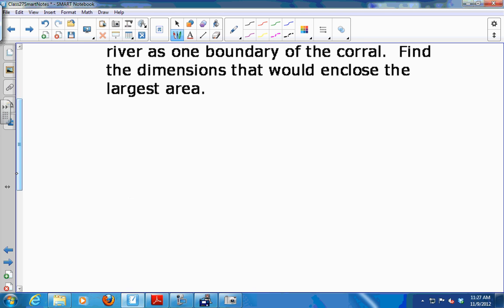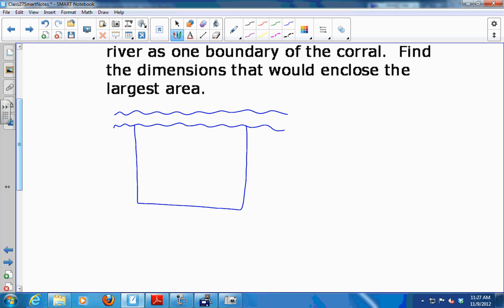So let's draw a little picture. We have a river. And then he's going to fence some area along the river. And he's not going to put fencing at the river because the cows can't cross anyway. So this is rectangular, which means that these two are going to have the same length, and this is going to have some other length. So what would the area of this corral be?